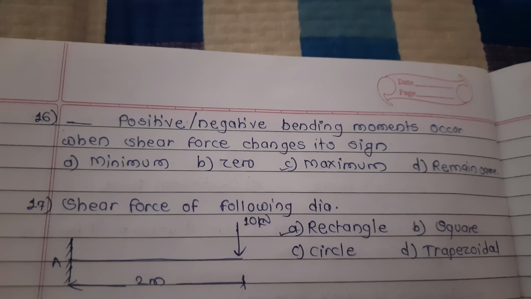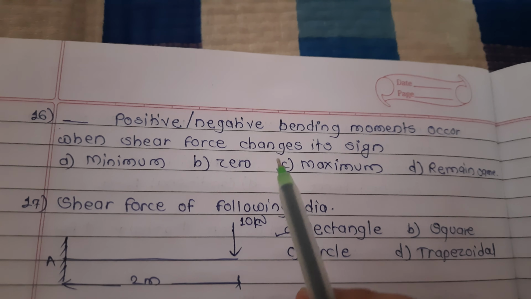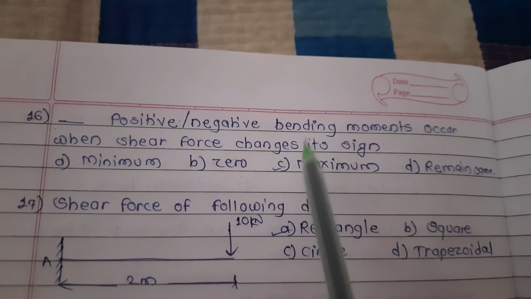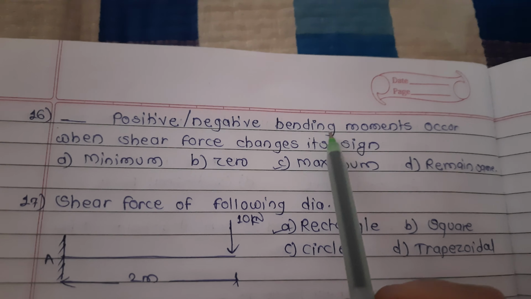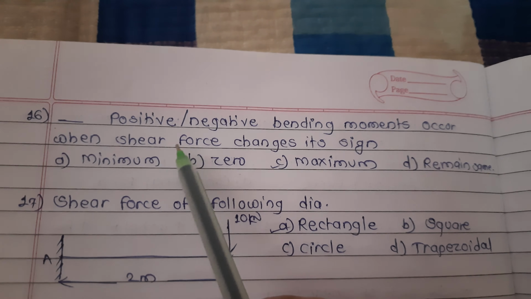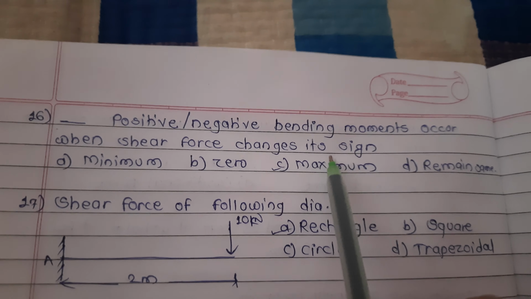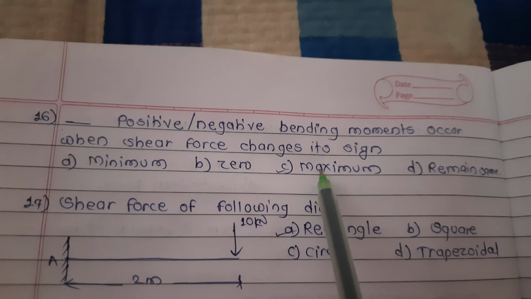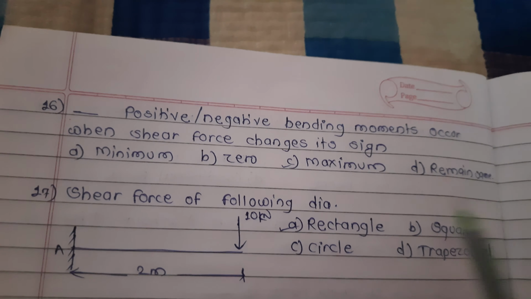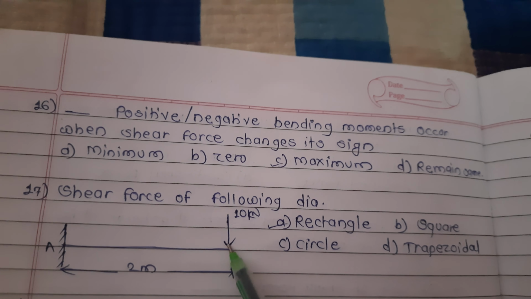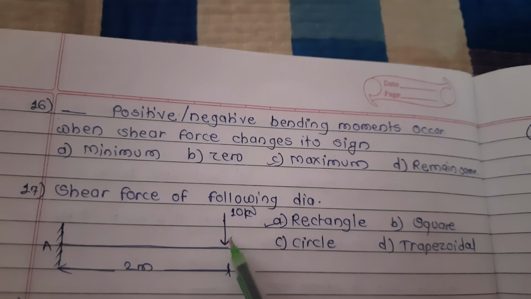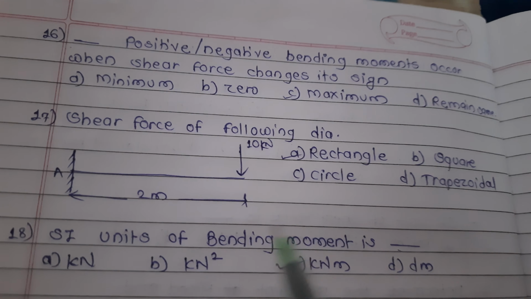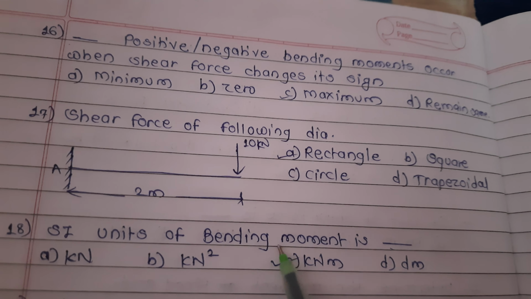Maximum means they ask when bending moment is maximum, then and only then shear force is 0. Hence shear force changes its sign, means shear force is 0 when the bending moment is maximum. See, there is a point load, hence the shear force diagram will be a rectangle. The SI unit of bending moment is, bending moment means force and distance, kilonewton meter.